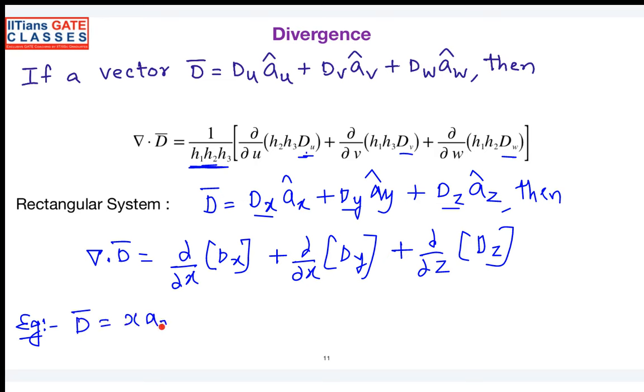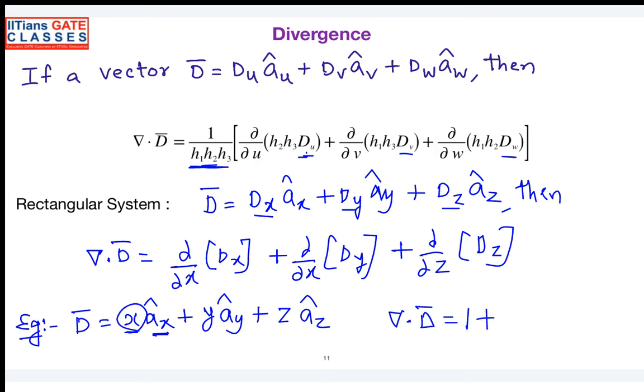Differentiate the Ax coefficient with respect to x. So differentiation of x will be 1, plus differentiate the Ay coefficient with respect to y, so again it is a 1, plus differentiate the Az coefficient with respect to z, so that is also 1. So the divergence is straight away 3. So when any problem is given in rectangular, next time you need not remember the formula. Simply differentiate the Ax coefficient with x, Ay with y, and Az coefficient with z, and finally add together. So that represents the divergence in a rectangular system. So is it clear? Shall I move on to cylindrical now?